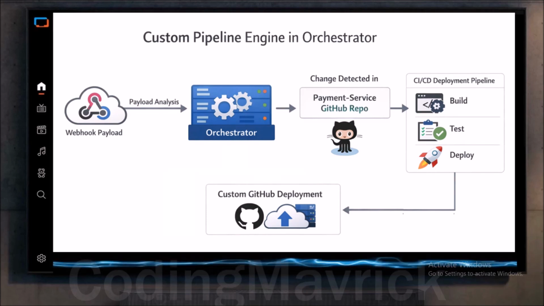Instead of storing or compiling service code locally, the orchestrator will analyze the webhook payload and detect whether the changes belong specifically to the payment service on its GitHub repo. This allows us to build a GitHub-level customized deployment strategy, just like real enterprise CI/CD platforms.